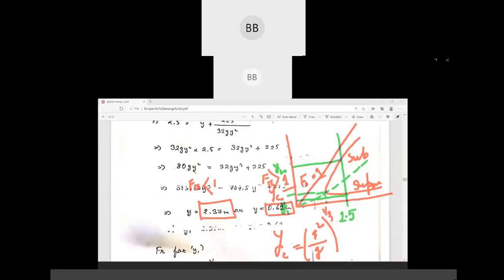Alternate depths are the depths for which your specific energy is the same. Now we have to find out the Froude number for each depth. We know that the Froude number equation is nothing but V by root over g D, where D is nothing but A by top width.